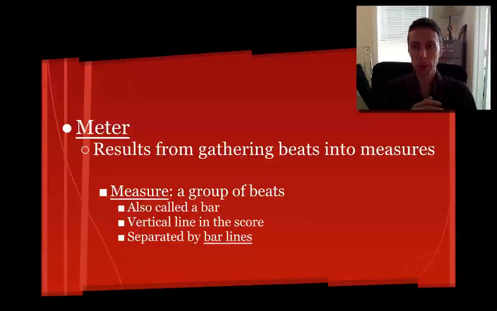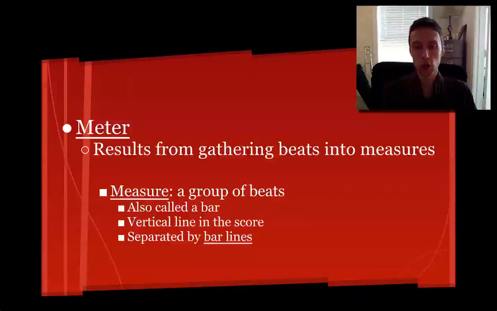So meter is what happens when we gather beats into measures. So we sort of put beats, that even pulse. Let's say I want to group 4 of them together. Go 1, 2, 3, 4. Gather them into a little group of beats. That's called a measure. So meter results when we gather those number of beats, could be any number of beats, into a group. A measure is also called a bar.